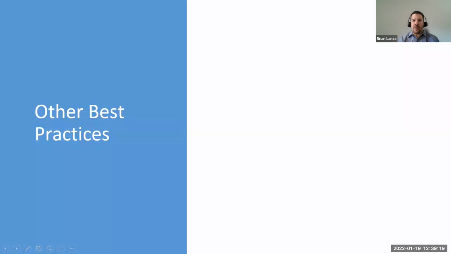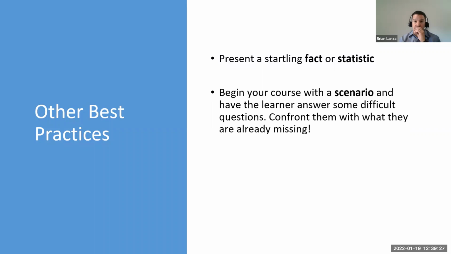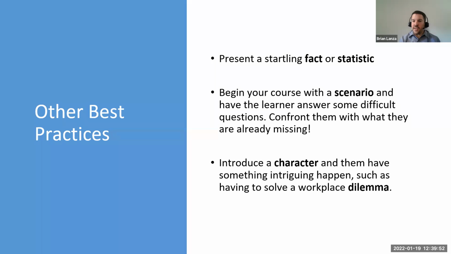And then real quickly, I'll touch on some other best practices. You can present a startling fact or statistic to get their attention at the beginning of your course. You can introduce a scenario and have the learner answer some difficult questions. This is when you confront them with what they are already missing. What do they not know? Sometimes when you confront them with that up front, it builds interest and intrigue: okay, I need to understand this material. Obviously, I don't know it. Let me pay attention here. And you can also introduce a character and have them do something intriguing, like help solve a workplace dilemma.